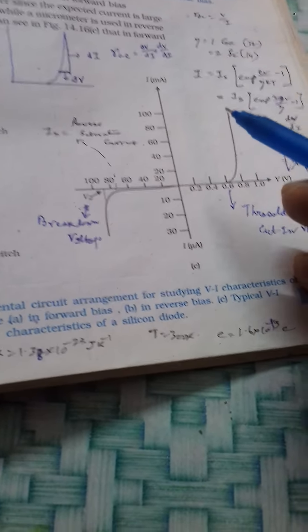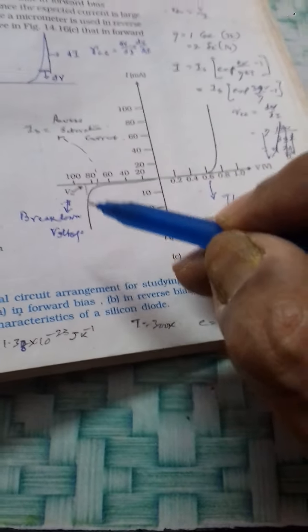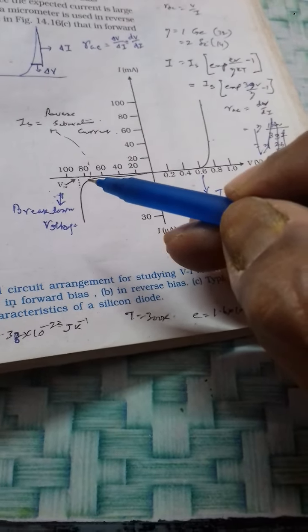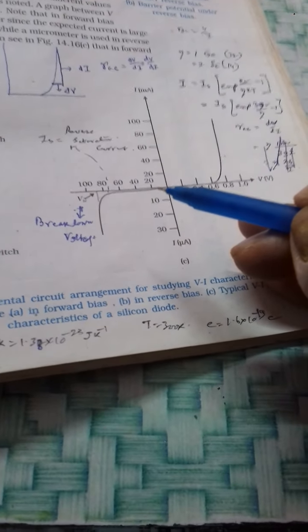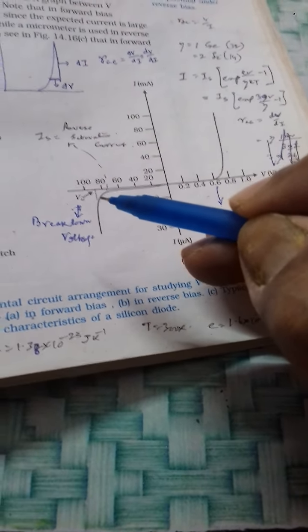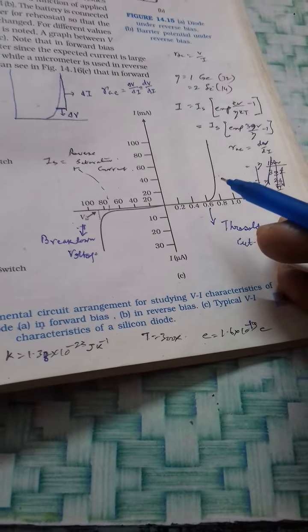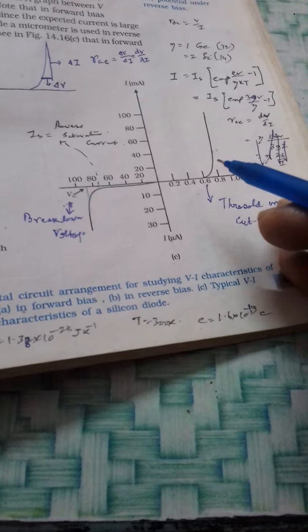Here majority carriers have the role to play, and here in the reverse bias characteristics, minority carriers have the role in current flow. Minority carriers are responsible for current flow: initially very small, and after breakdown the current is high. These are called characteristic curves, VI diagrams.